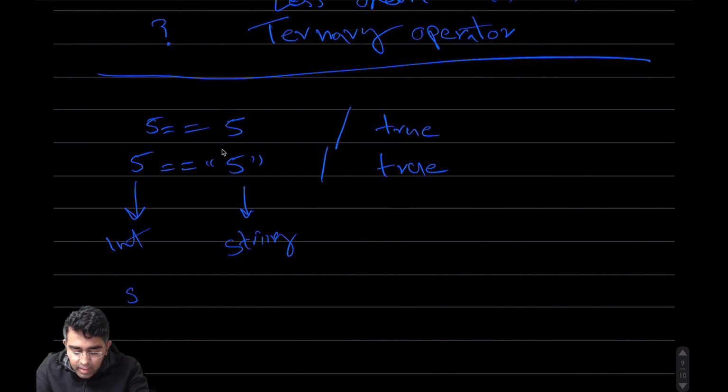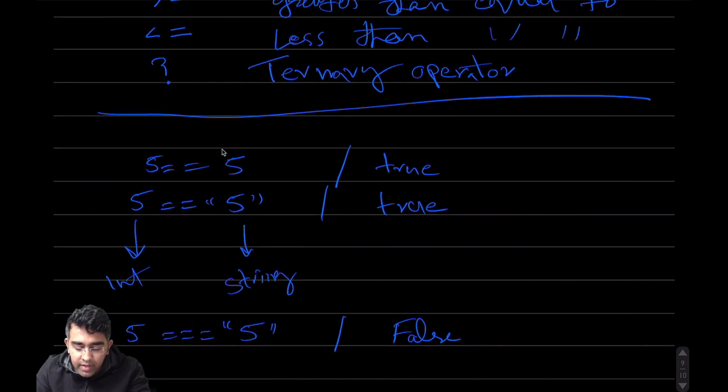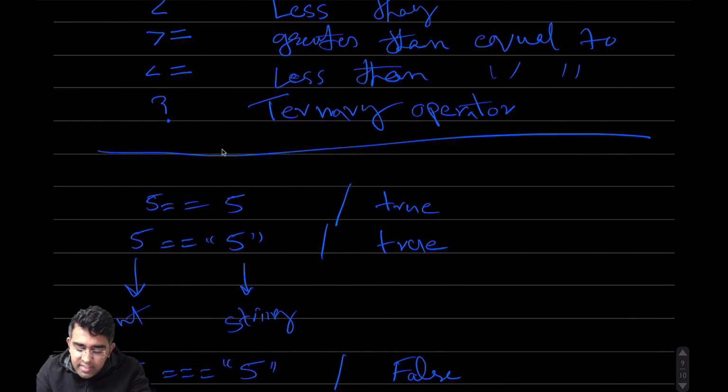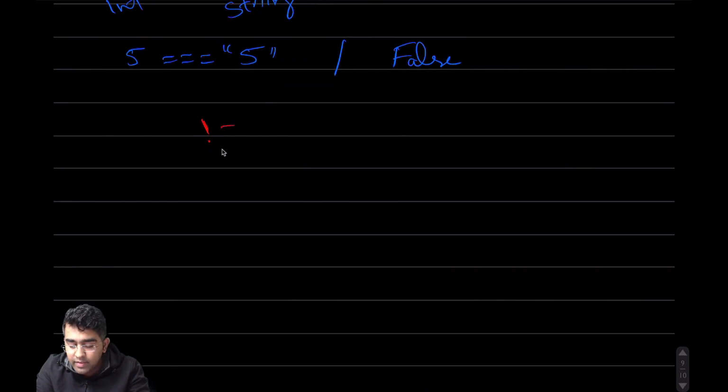Now we have the strict checking operator. If you type 3 equal signs, that will check the type as well. So this time it will return false. Okay, let's change the color to green, or maybe red color is looking cool. So we've checked the equality, and then we have not equal to. Similar to equal to, we have an exclamation mark, which will check if it's not equal to. And if you want to check strictly, then you type exclamation mark with two equal signs. That will check strict.